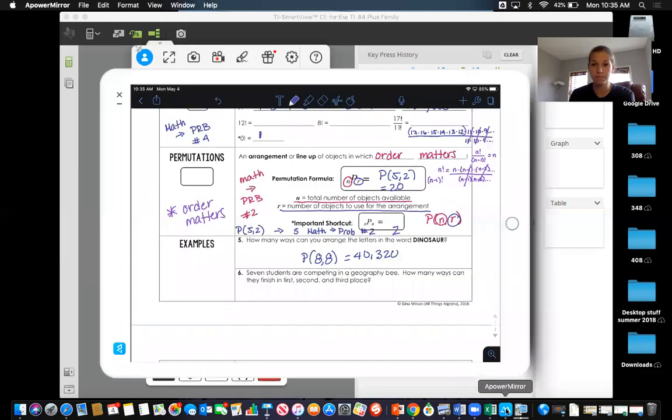Pretty crazy. Okay, so we have 7 students competing in a geography bee. How many ways can they finish in first, second, and third? This would be a permutation. There are 7 students and I am choosing 3 of them. I'm choosing 3 because I'm looking at the positions of first, second, third. And you would again use your calculator for that.